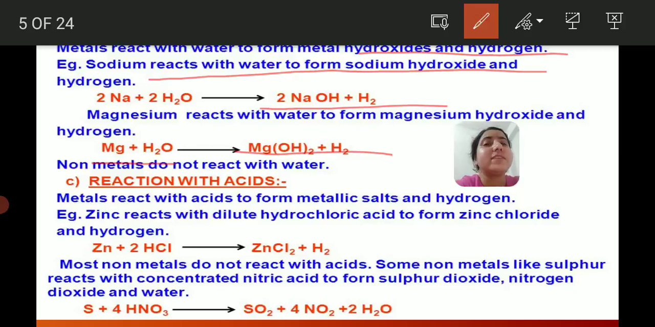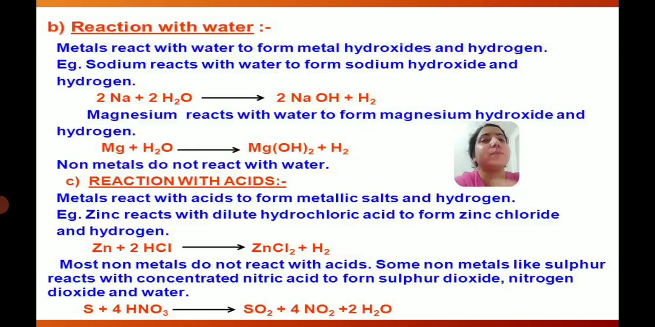Reaction of metal with acid. Metals react with acid to form metallic salt and hydrogen. For example, zinc reacts with dilute hydrochloric acid to form zinc chloride and hydrogen. Zn plus 2HCl gives ZnCl2 plus H2, that is zinc chloride. Most non-metals do not react with acid. Some non-metals like sulfur react with concentrated nitric acid to form sulfur dioxide, nitrogen dioxide and water. For example, sulfur plus 4HNO3, that is nitric acid, gives SO2 plus 4NO2 plus 2H2O.